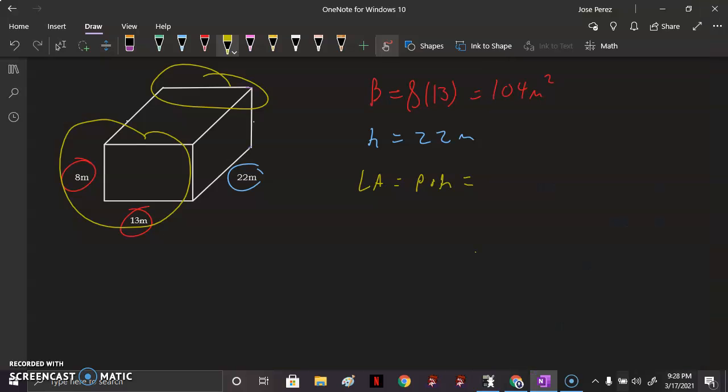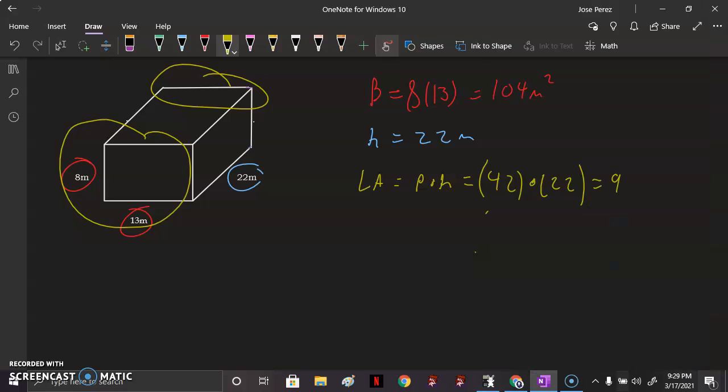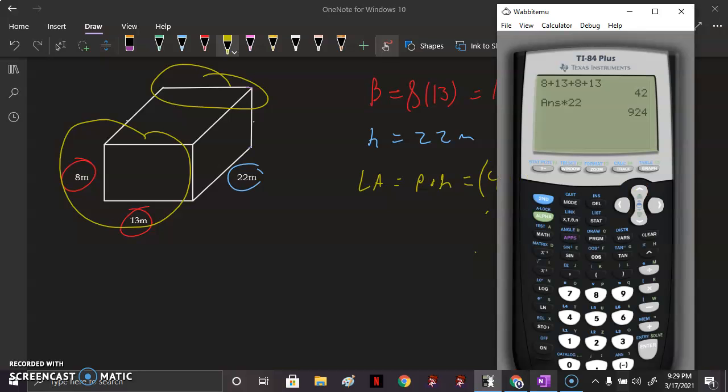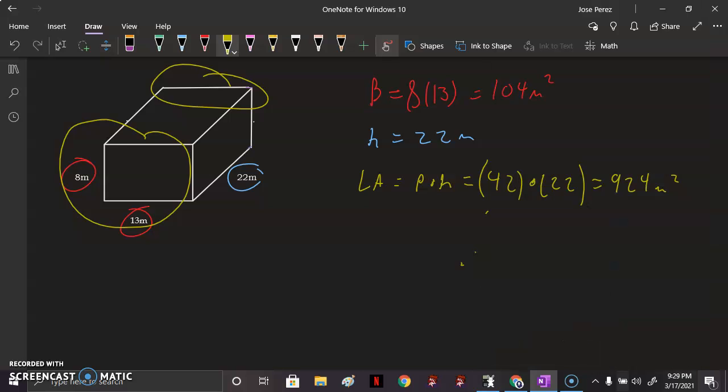So it'll be 42 times the height, which would be 22. And after that, 42 times 22, we get 924 meters squared. And since we multiplied meters times meters, we get meters squared. And then what's the next part?